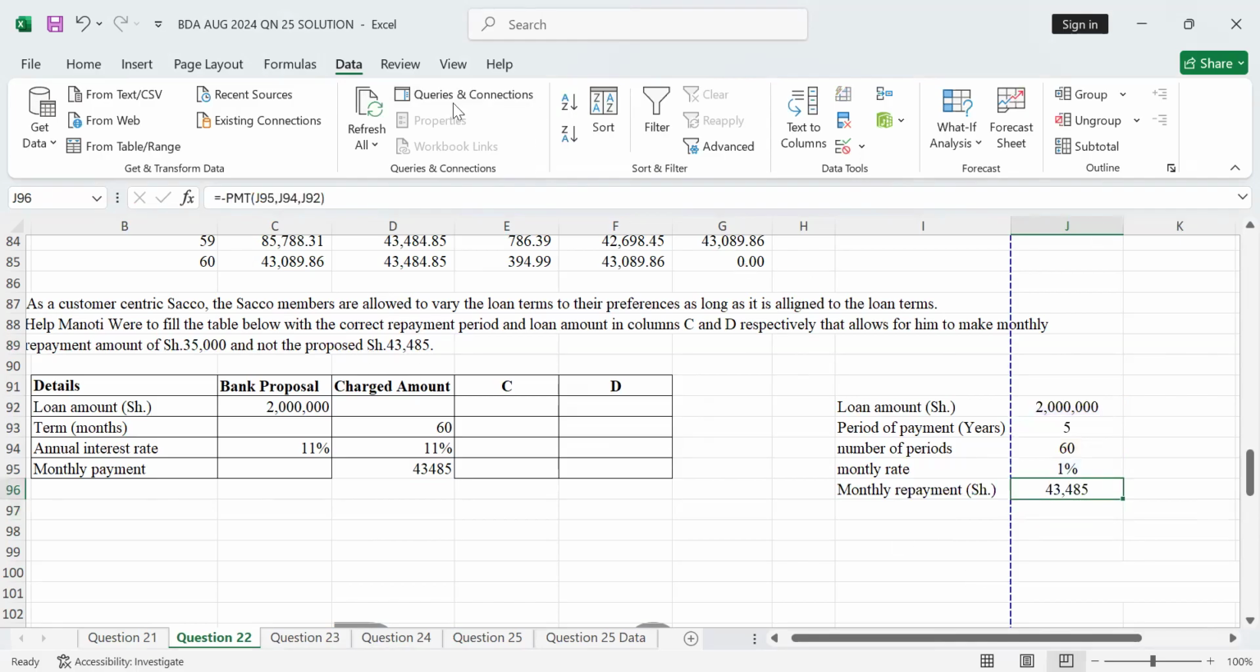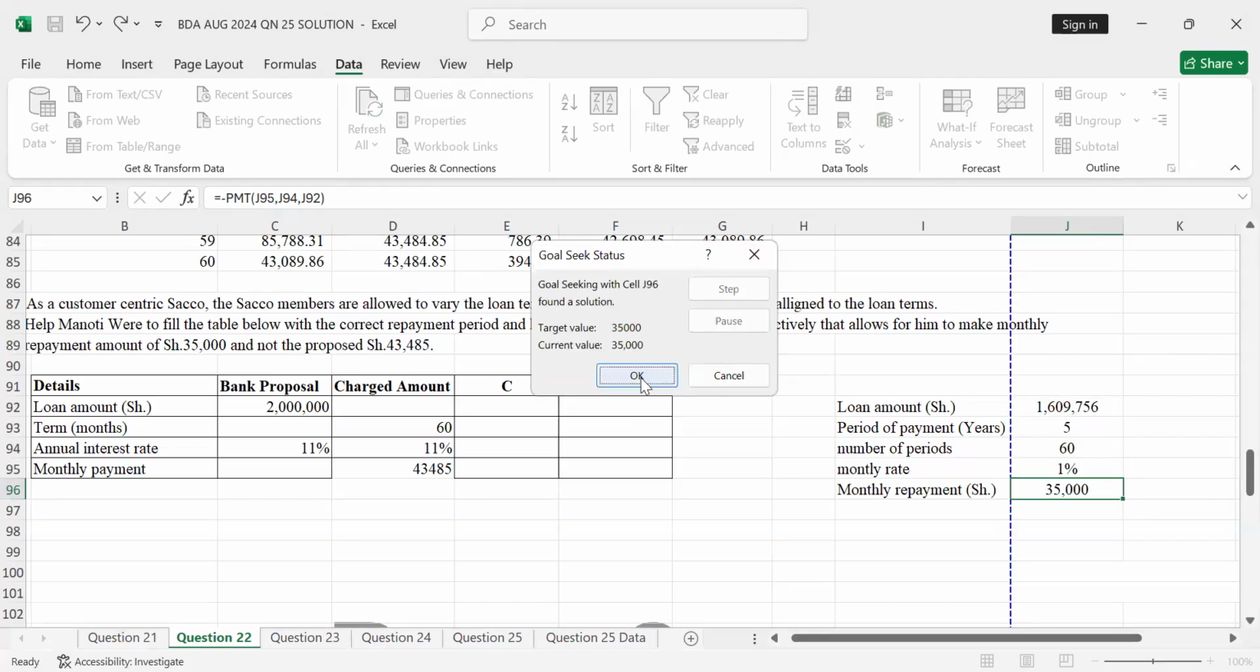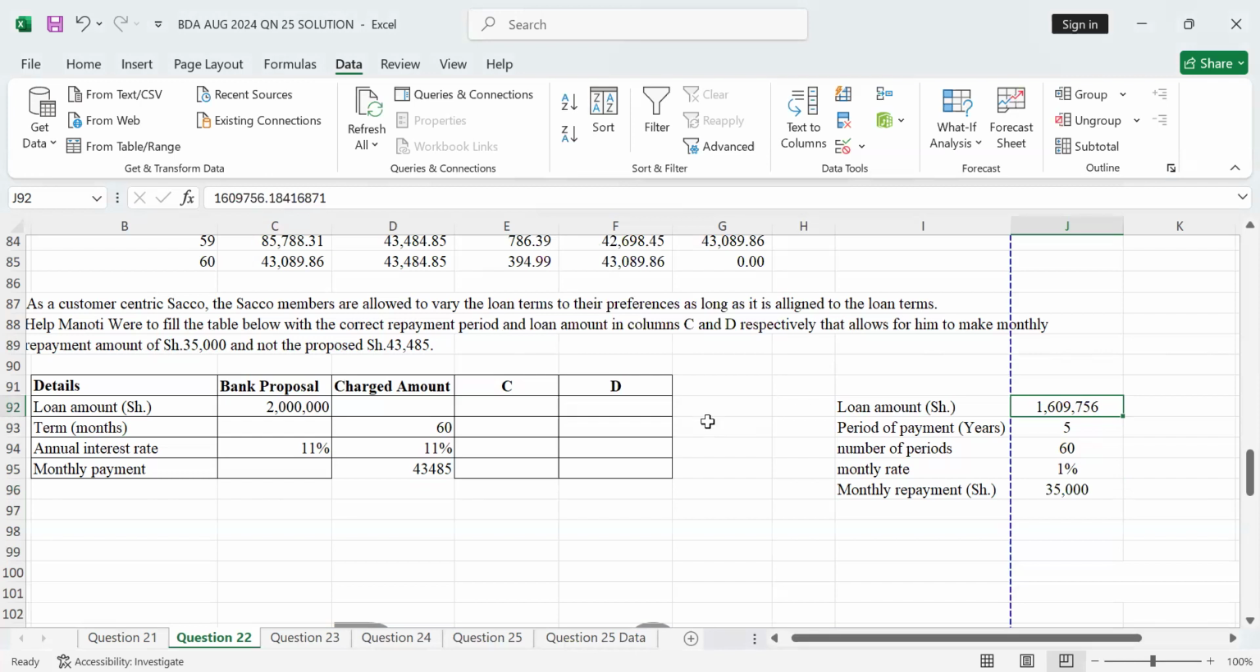So now if I go to goal seek, I will go to data, goal seek. So hii ndo nataka ikuje 35, that one nataka ikuje 35 hivyo 35,000. Nikichange the amount of loan, so hii atakuwa analipa ngapi? So loan itakuwa ya ngapi? Hii. So this is what will be our loan here.